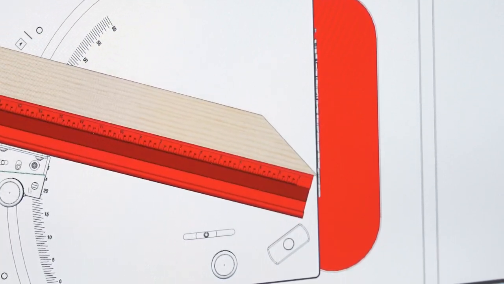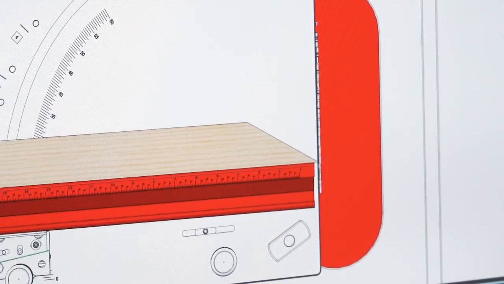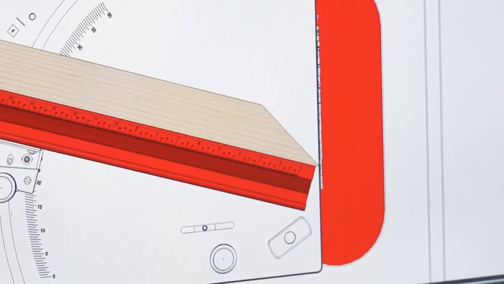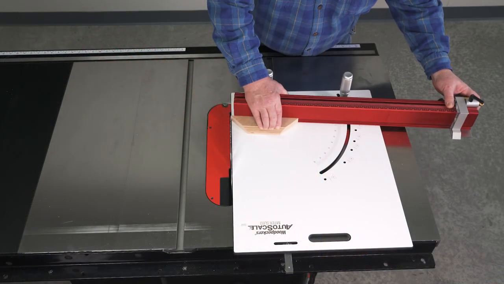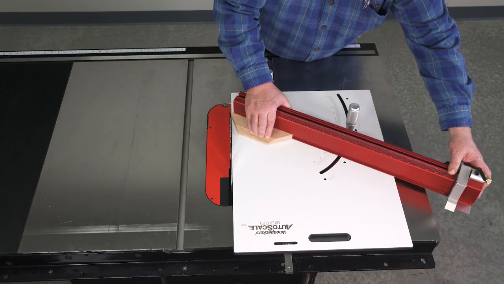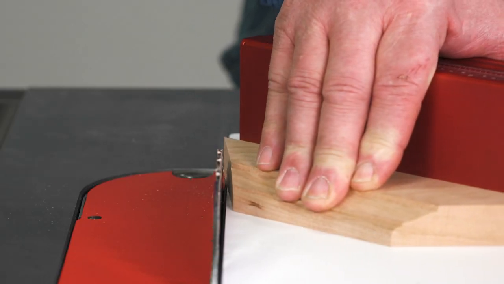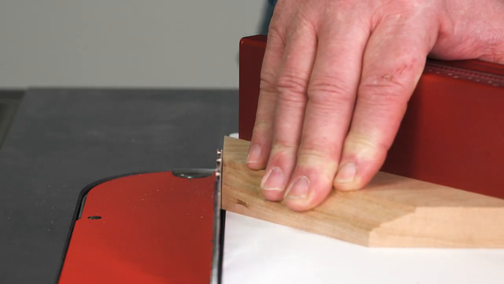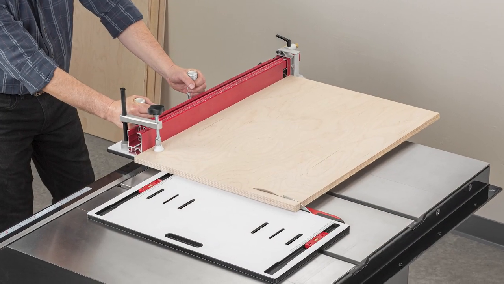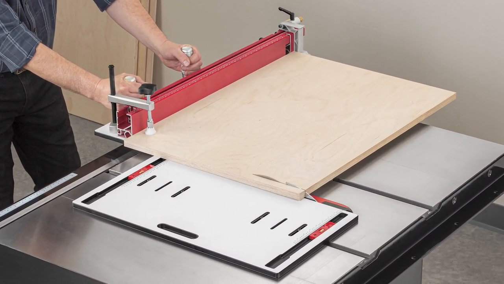The fence of the AutoScale Miter Sled pivots around an imaginary point directly at the edge of the saw blade. It's a clever bit of engineering that makes sure the laser engraved scale is perfectly accurate no matter what angle you're cutting. Here's a behind the scenes look into how this tool is made.